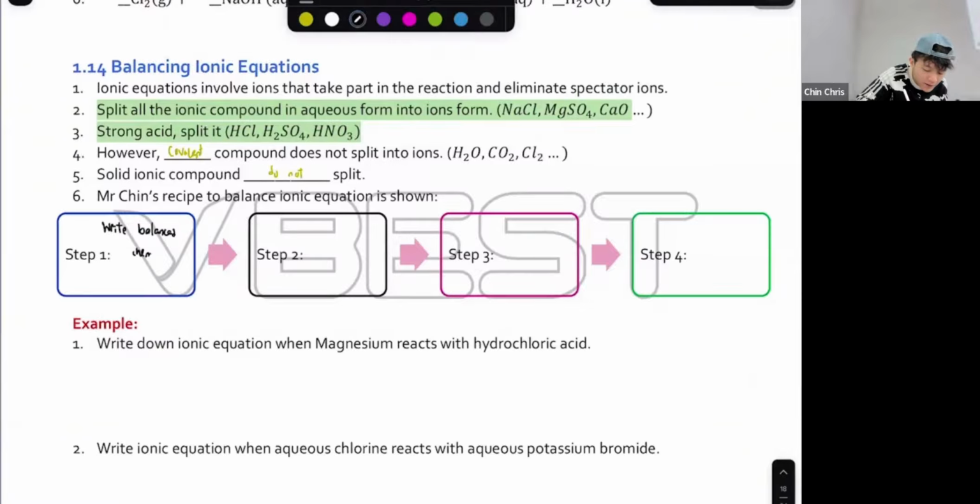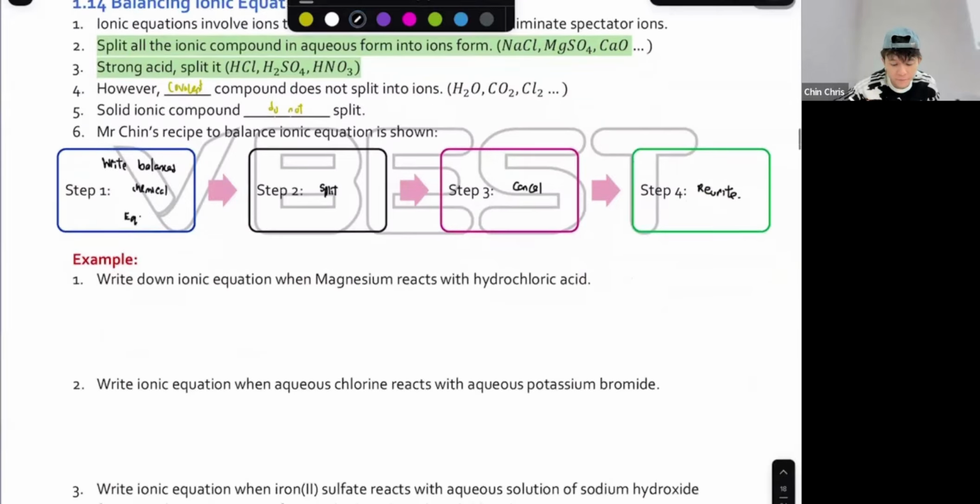First step, you have to write a balanced chemical equation. Second step is split. Third step is cancel. Last step is rewrite. That's it.